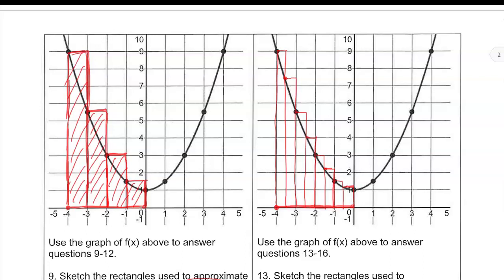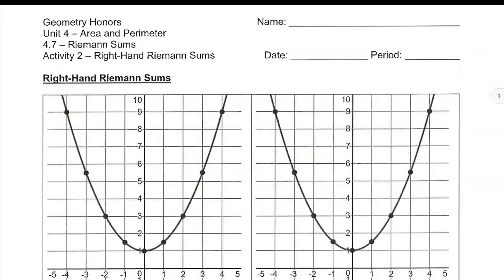If we want to add up a whole bunch of rectangles like that, there is a function in calculus that will allow us to add up a lot of rectangles. In fact, we can make the number of rectangles go to infinity. And when we pretend the number of rectangles goes to infinity, then we would get an exact area under that curve. Let's look at what a right-hand Riemann sum would look like.